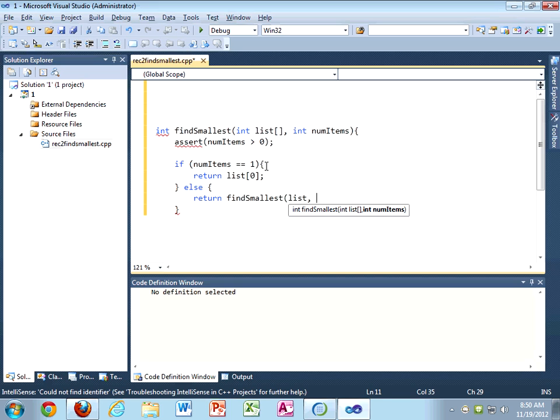Okay, I'm going to send a list. And it makes sense that I would send num items -1, right? Because you have to get closer to your base case, right? And again, it's not always going to be -1, but that's a pretty good place to start. I mean, it might be divided by 2 sometimes or something like that. But -1 is a pretty good guess at it. And if you think about it, it sort of makes sense that if we can find the smallest item in a list with num items -1 in it, that will help us find the smallest item in our whole list, right?